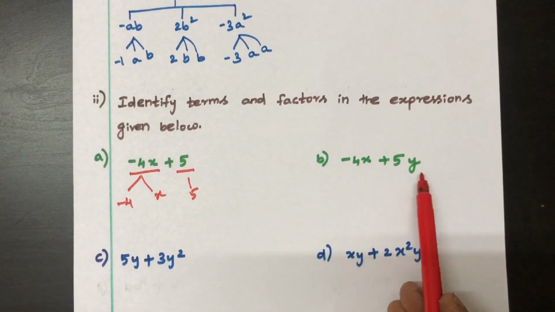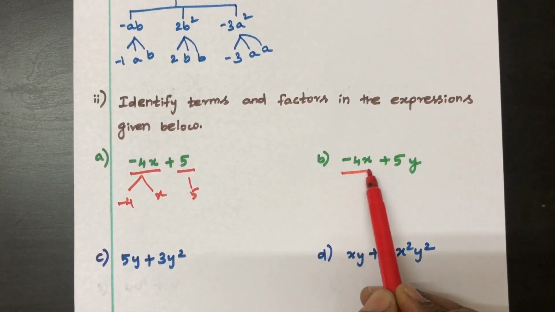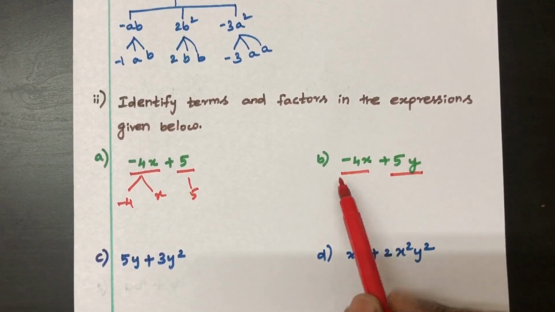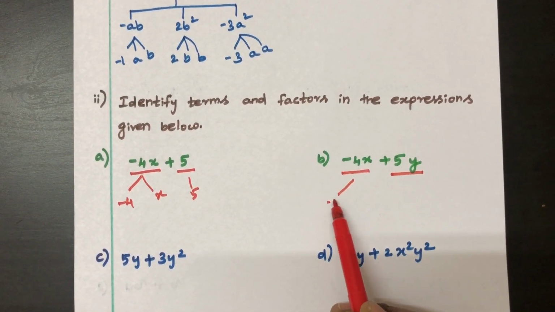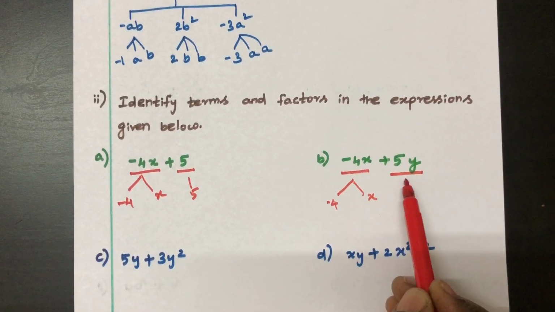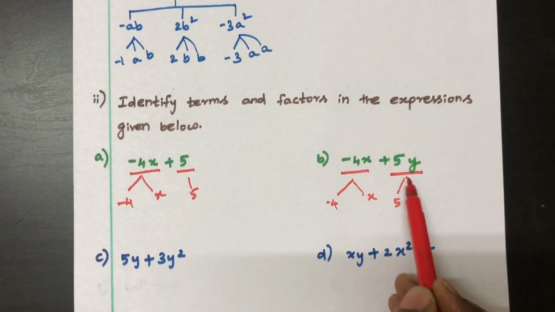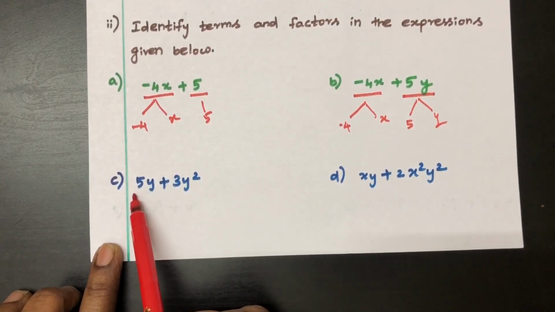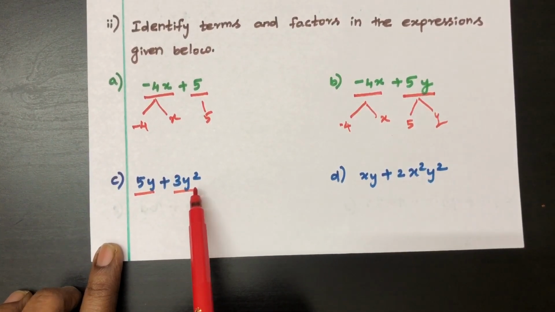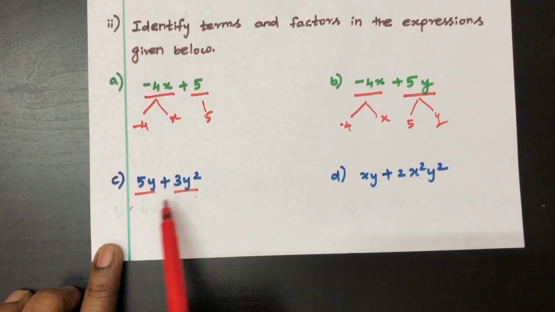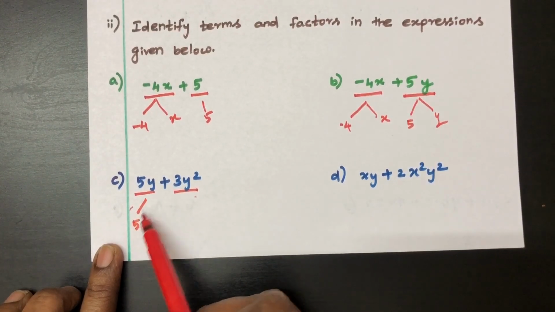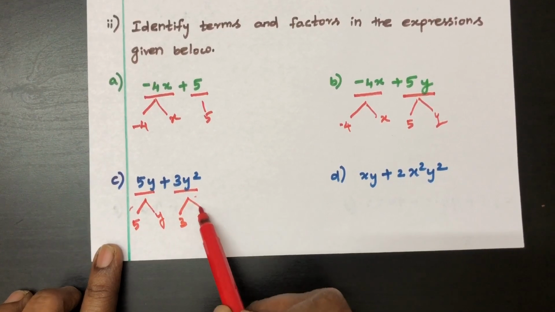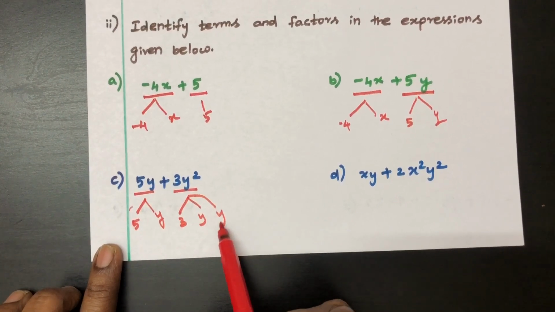Next, how many terms? 2 terms. Minus 4x is one term, plus 5x is the other term. So here what are the factors? Minus 4 and x. Here factors are 5 and y. Here how many terms? 5y is the first term, 3y square is the second term. First term, second term. 2 terms are there. So 5 is one factor and y is another factor. Here 3 is one factor, y and another y.